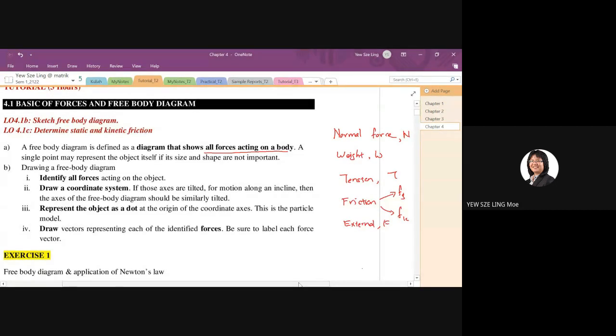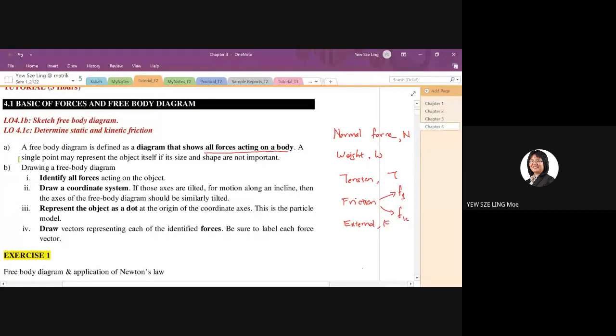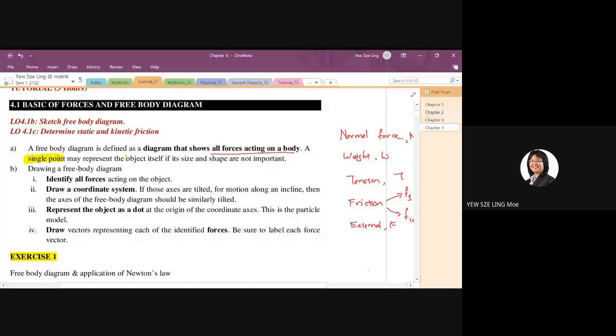All right. So regardless of the directions of motion, first of all, we need to plot all forces acting on the body. So we use a single point to represent the object. Remember, this is very important. You use a single point to represent the object.